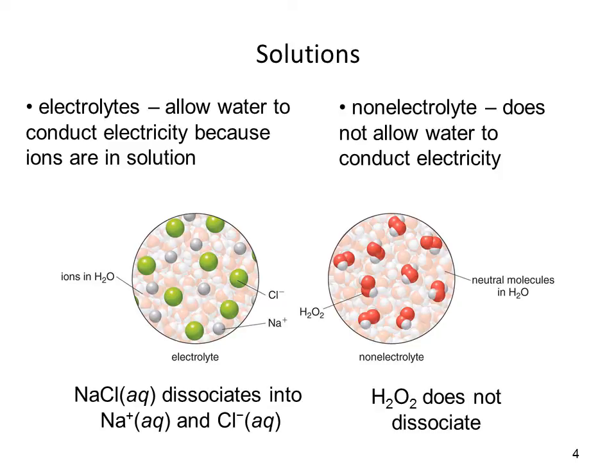There's a lot of different electrolytes. A common one is sodium chloride. The reason that sodium chloride allows water to conduct electricity is when you dissolve it in water, it dissociates into two ions, sodium ions and chloride ions. Those ions have charge and allow water to conduct electricity.